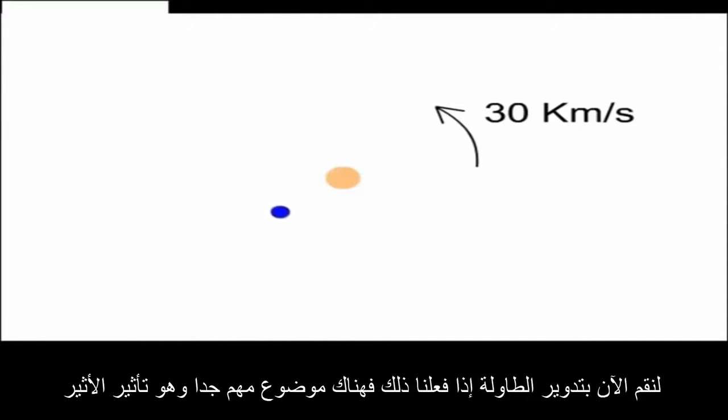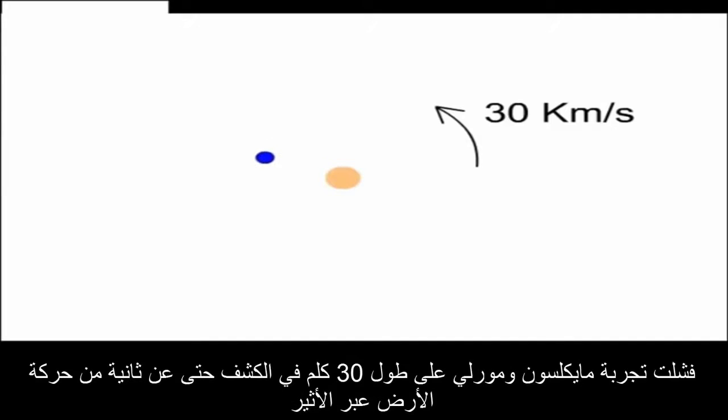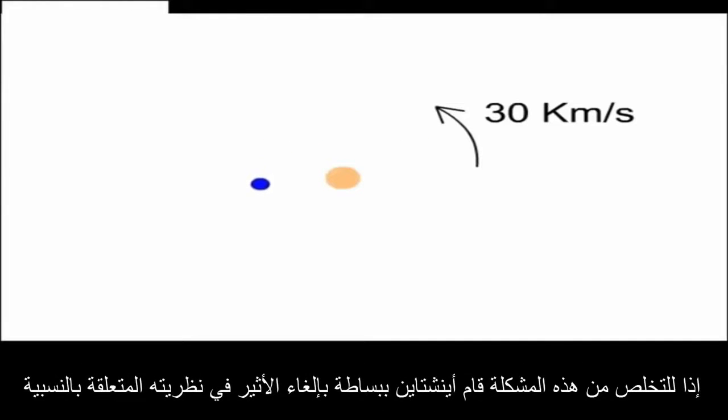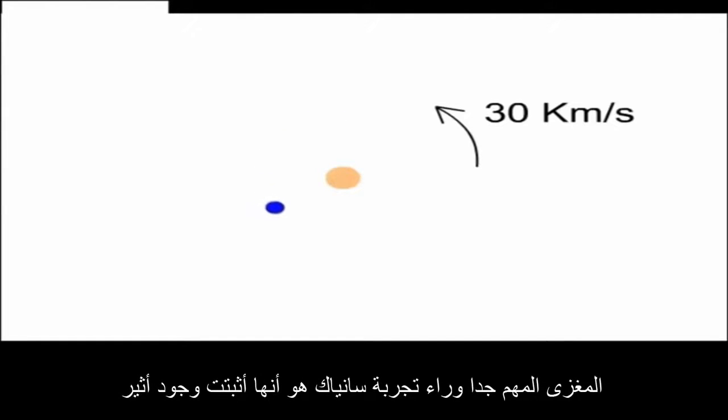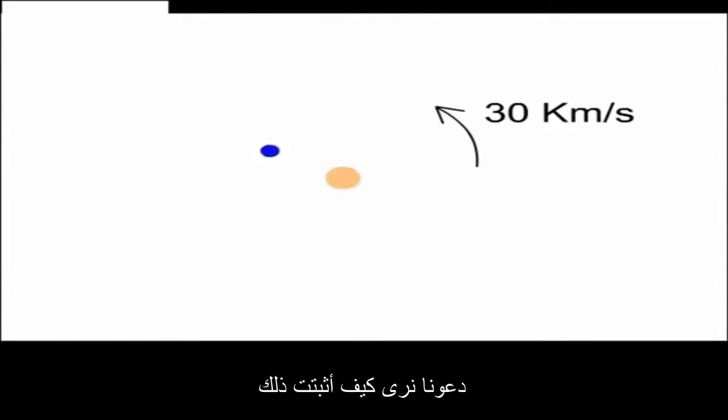Before we do so, there is the very important subject of the effect of the ether. The Michelson-Morley experiment failed to detect the 30 kilometers per second motion of the Earth through the ether. So as to overcome this problem, Einstein simply abolished the ether in his relativity theory. The very significant result of the Sagnac experiment was that it proved that the ether existed. Let us see how it did this.